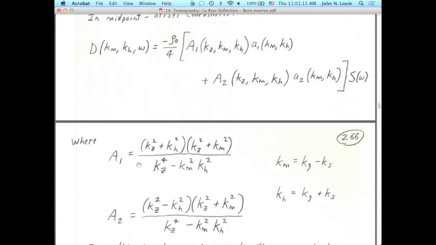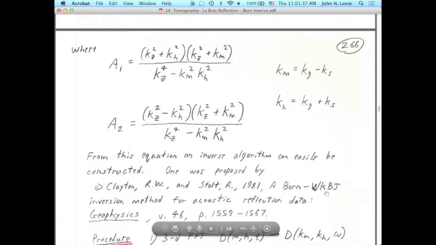So the hairy A1 amplitude factor is this thing relating kz to kh and km, and of course, here are the Jacobians of the wave numbers. As you might remember, we had defined km equal to kg minus ks and kh equal to kg plus ks. Kind of the differential, right, of the relationship between the offset and midpoint and the g and s coordinates themselves, which makes sense because the wave numbers are related to the spatial derivatives. Okay, and likewise, there's this A2 factor.